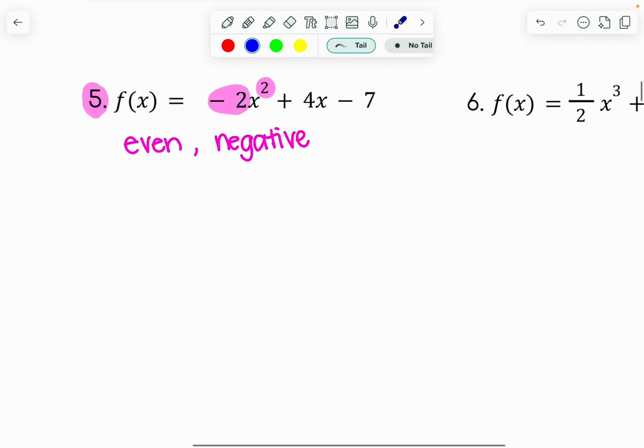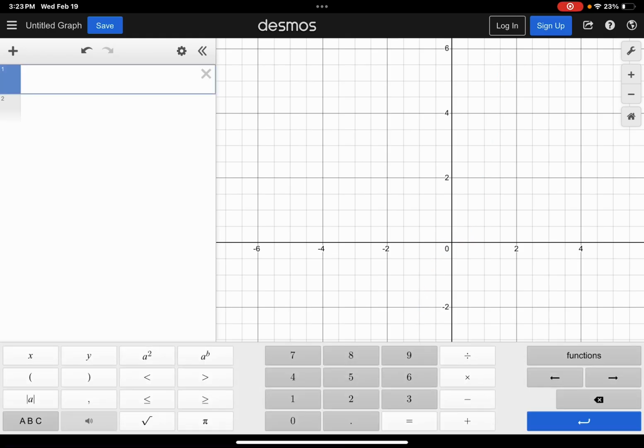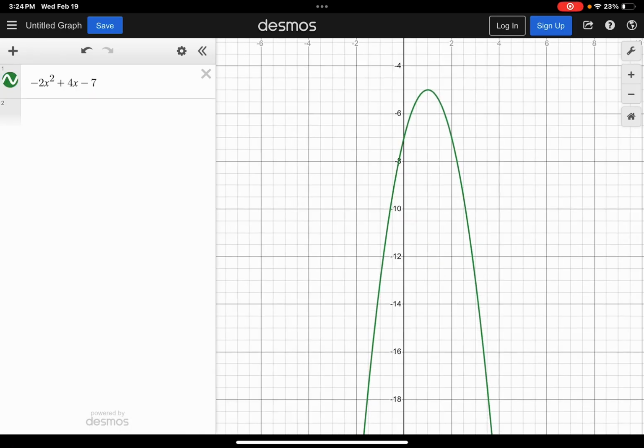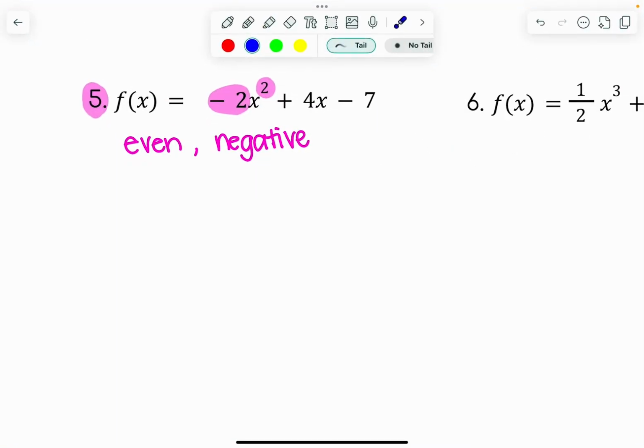So let's check ourselves. So we're going to do -2x squared plus 4x minus 7. And it looks like this is going down on both sides. So it does look like my chart. So again, it looks something like this. I'll draw a little rough sketch. You don't have to do this. I'm just doing this because I don't have the graph in front of me at all times here.